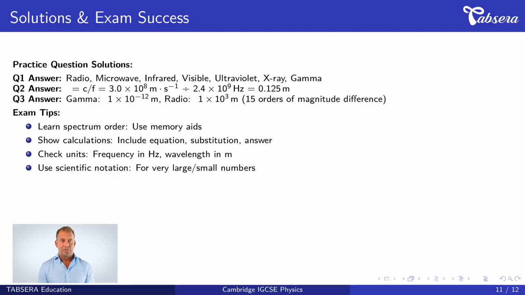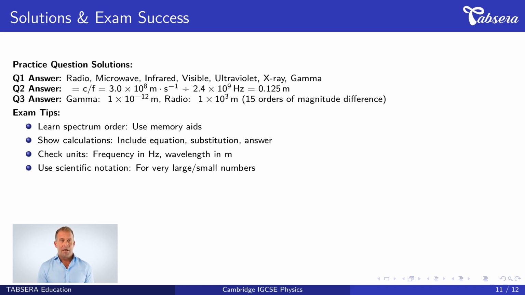Let's review the solutions. For question 1, the correct order of increasing frequency is radio, microwave, infrared, visible, ultraviolet, X-ray, gamma. Remember this sequence. It's fundamental knowledge. For question 2, we use lambda equals c divided by f. Substituting, lambda equals 3.0 times 10 to the power 8 meters per second divided by 2.4 times 10 to the power 9 hertz, giving 0.125 meters or 12.5 centimeters, typical microwave oven wavelength.